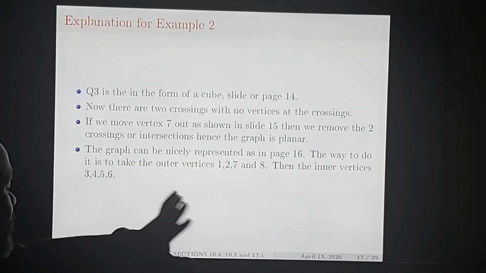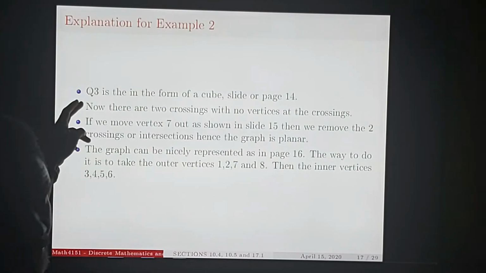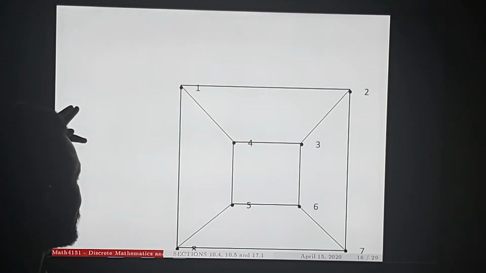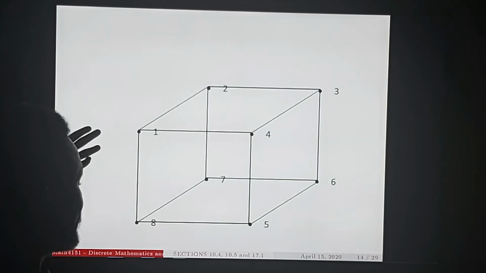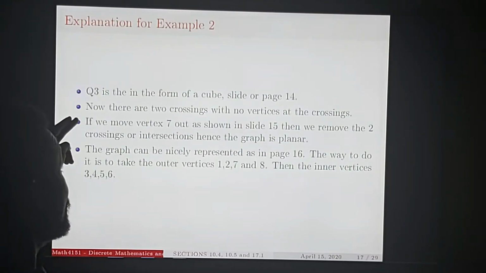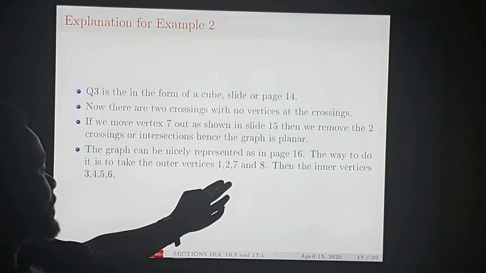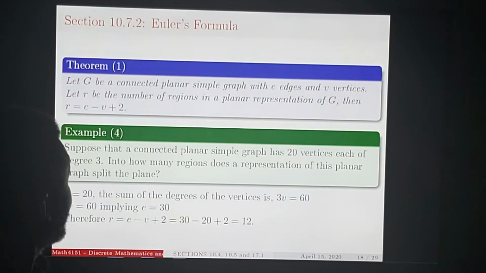What I have done, I've given you a story here which says Q3 is in the form of a cube. Page 14. Now there are 2 crossings with no vertices. If we move vertex 7 out, as shown on slide 15, then we remove the 2 crossings or intersections, and hence the graph is planar. The graph can be nicely represented as on page 16. The way to do it is to take the outer vertices and then the inner vertices. That's all, ladies and gentlemen.